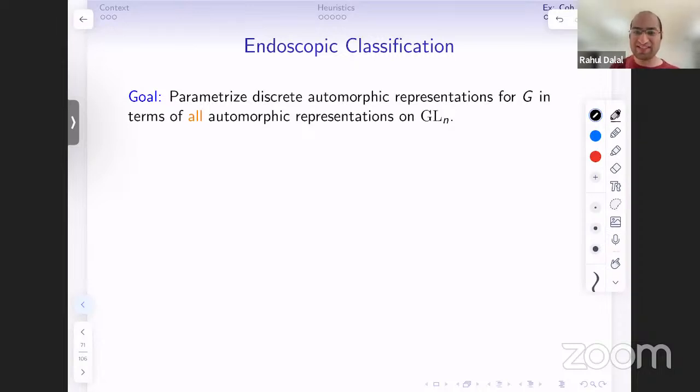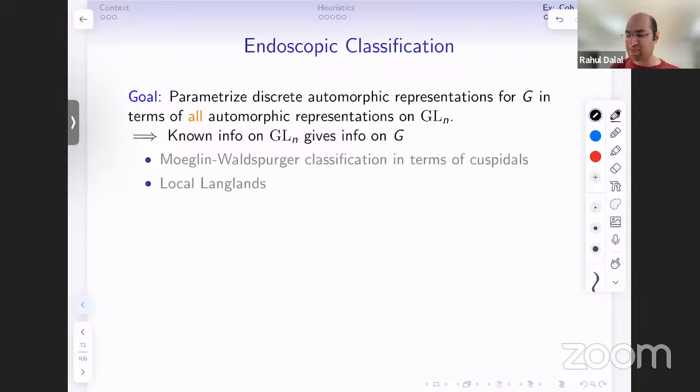The goal of the endoscopic classification is that you pick a group G that isn't GLN, and you want to parameterize discrete automorphic representations on G in terms of automorphic representations on GLN. Why would you want to do this? Because there's been a lot of work done specifically for automorphic representations on GLN, so there's a lot of known information there that isn't known on other groups. You can pass that information through the parameterization and get a lot of powerful information about automorphic representations on the other group.